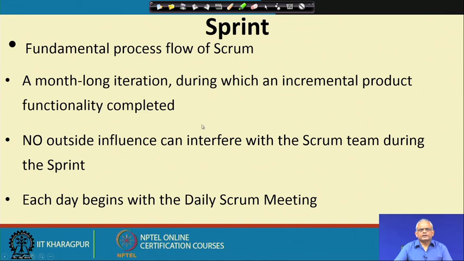The sprint, as I was saying, is possibly the most fundamental process flow. It is a month long. At the end of the sprint, some working software comes out, which is the incremental product functionality. During the sprint, no outside influence is allowed. That means the sprint backlog, which contains the user stories to be completed during the sprint, is frozen.